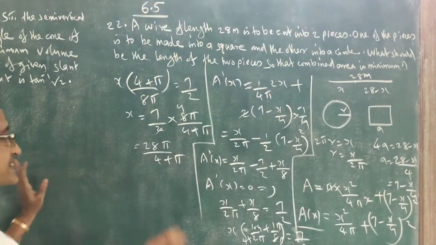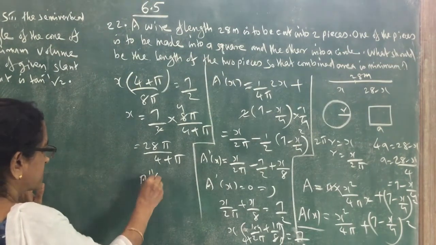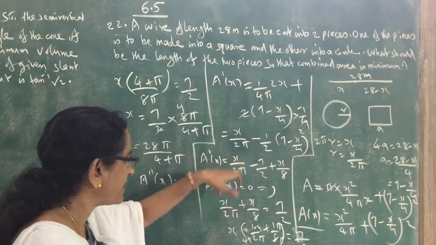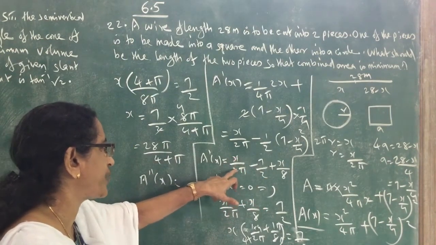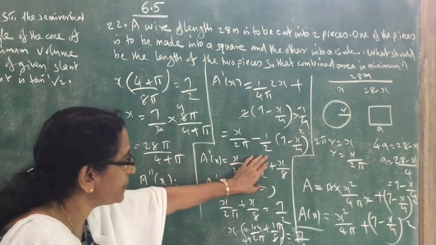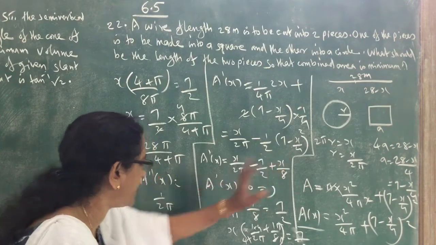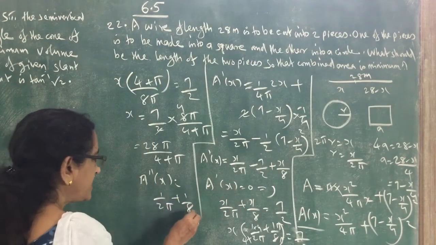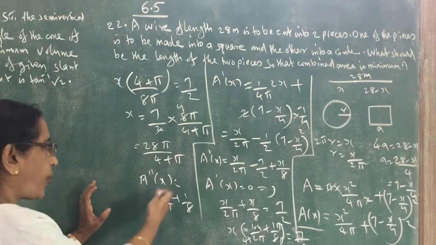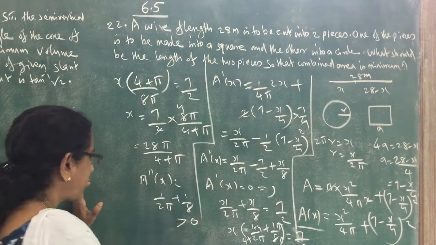Now we have to find the second derivative. A double dash x equal to, this is the first derivative, from that find the second derivative. 1 by 2 pi into derivative of x, that is 1 by 2 pi. Then derivative of minus 7 by 2 is 0, plus 1 by 8 into derivative of x is 1 by 8. See, this is constant. This is a positive number, which is greater than 0.